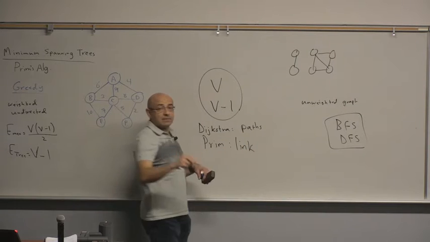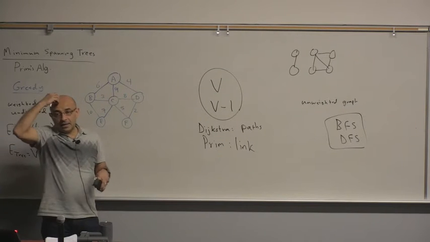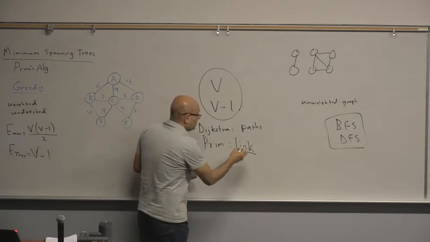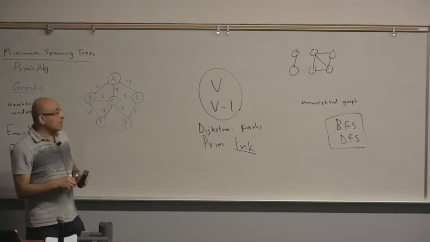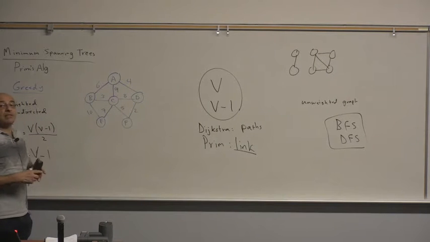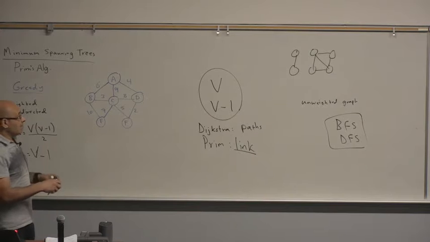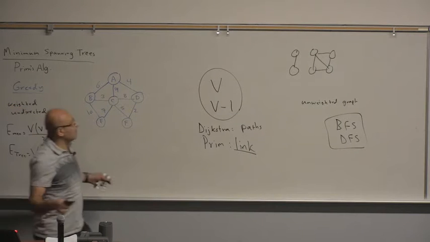So a path is a sequence of links, right? But in Prim's, we only care about links. All we care about is linking these vertices together. And we don't have the notion of a path. Remember the example that we gave last time?